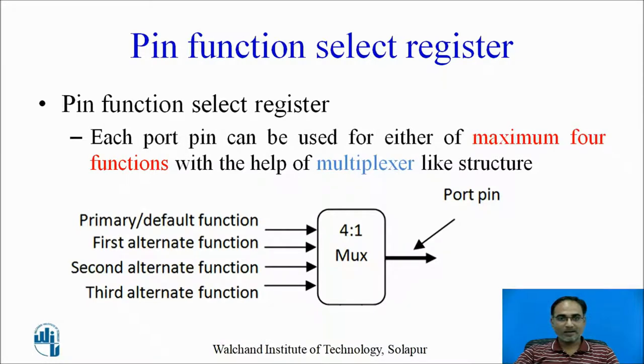As I told earlier, pin function select register controls a MUX like structure. Each pin can be used for either of maximum 4 functions with the help of multiplexer like structure. Here the first is the primary or default function, then first alternate function, second alternate function and third alternate function. And this is the actual port pin. You can configure this port pin for either of these four functions using pin function select register.